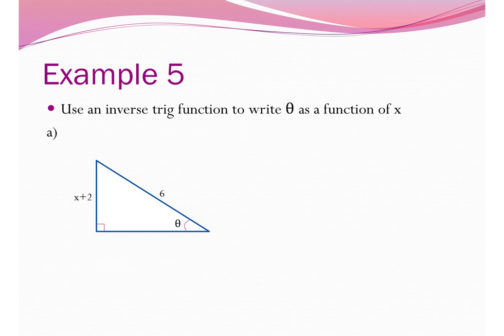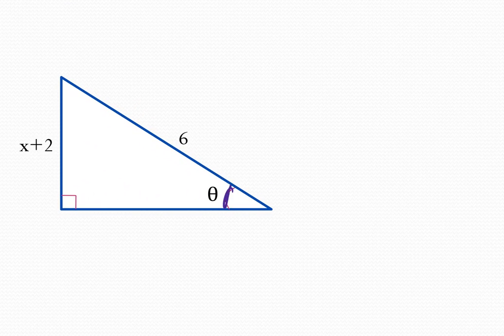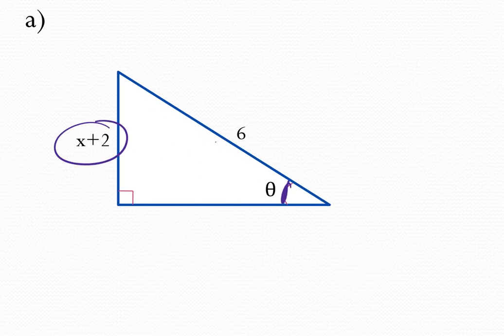All right. Example 5 says, use an inverse trig function to, actually, I'm going to skip this one for now. I'll come back. All right, we're going to actually skip this one because it's not on your test. Because this is a great SAT question. So use an inverse trig function to write theta as a function of x. So if theta is obviously in this right-hand corner and I'm given this side and this side, what two sides are those in respect to theta?